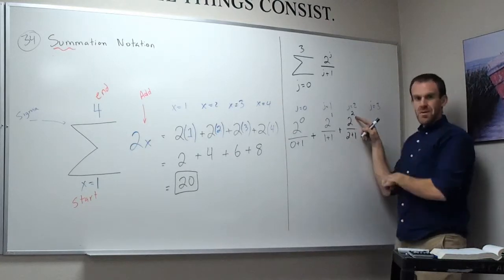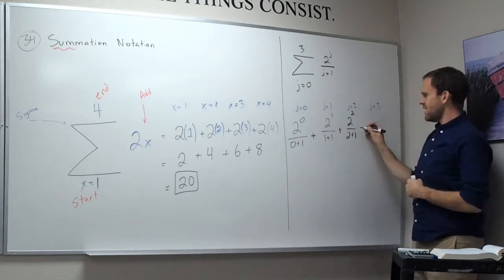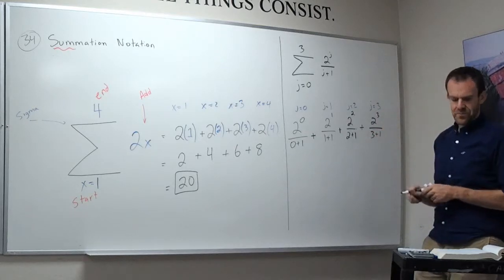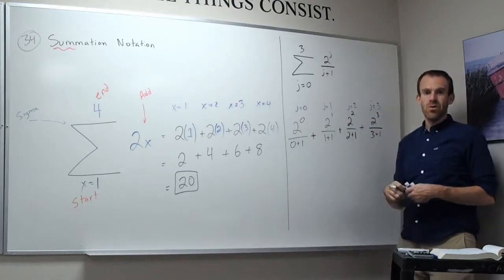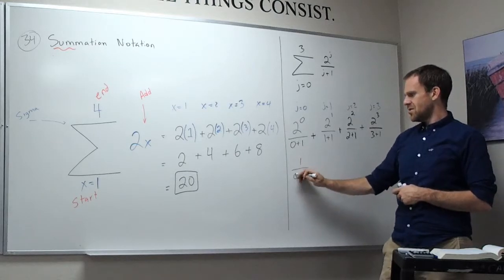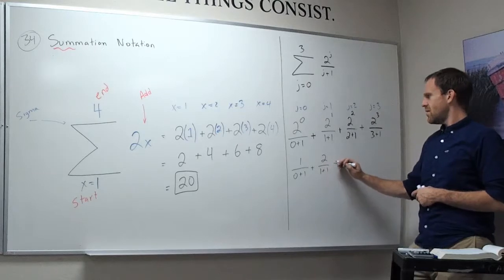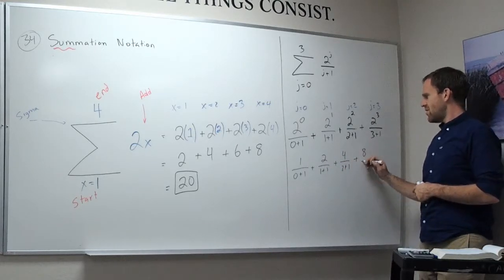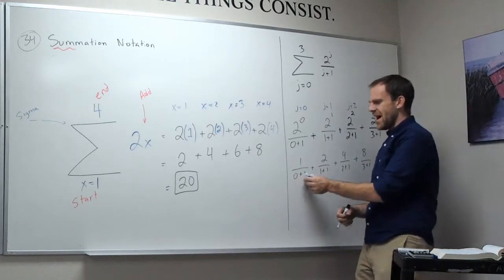Where did I get the squared from? Because j equals 2. My last round, j equals 3. 2 cubed over 3 plus 1. Finally, I am going to evaluate each one of these, remembering the order of operations. So exponents come first, 1 over 0 plus 1, plus 2 over 1 plus 1, plus 4 over 2 plus 1, plus 8 over 3 plus 1. 2 cubed is 8. Now I can add and divide.